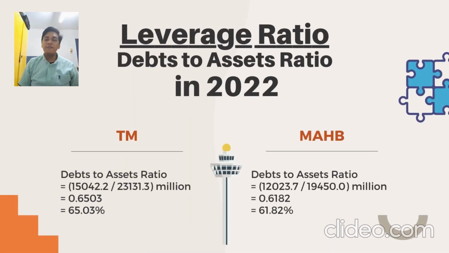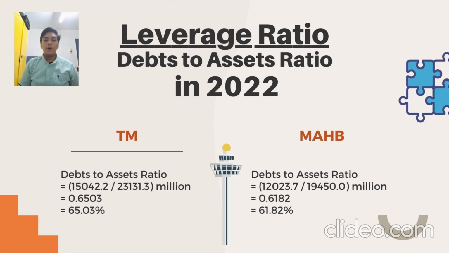Now we will go to debt to asset ratio for Telekom Malaysia Berhad. Total liability is 15042.2 million. We divide by total asset, which is 23131.3 million. It's equal to 65.03%. That means 65.03% of Telekom Malaysia Berhad's total assets are financed by debt.